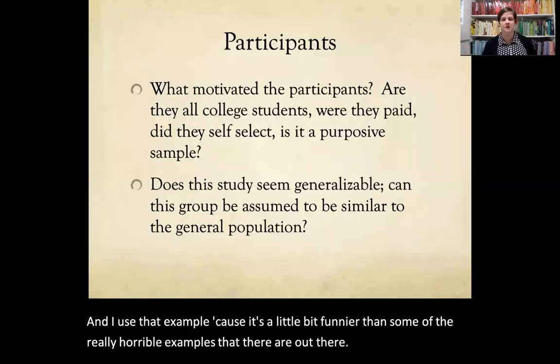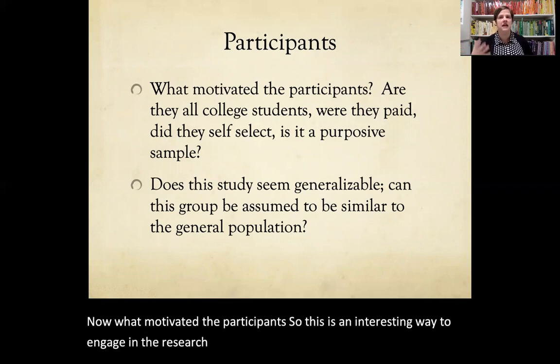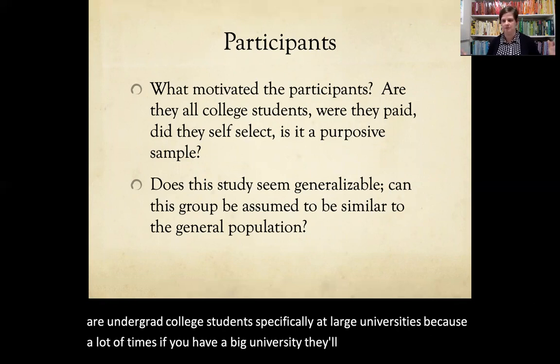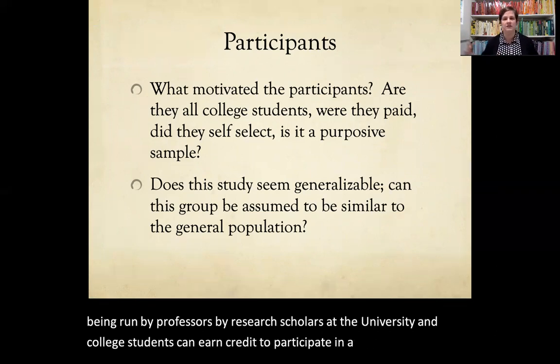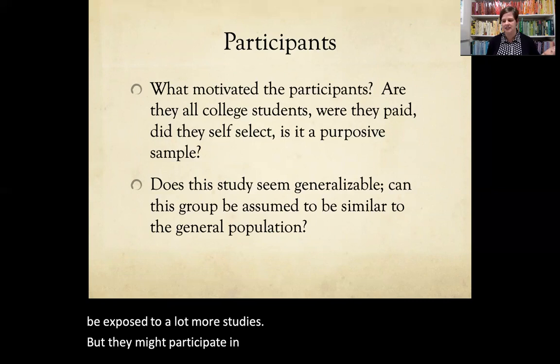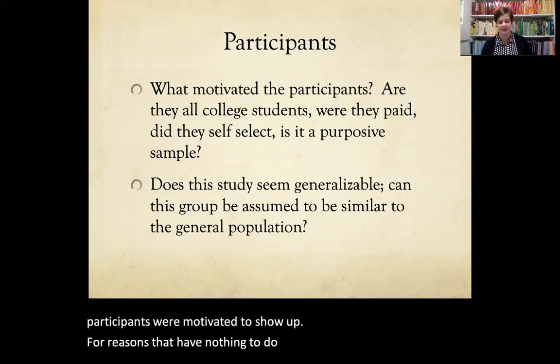Now, what motivated the participants? So this is an interesting way to engage in the research dialectic, because a lot of research participants are undergrad college students, specifically at large universities. Because a lot of times, if you have a big university, there'll be all these studies being run by professors, by research scholars at the university, and college students can earn credit to participate in a study, or they can just be exposed to a lot more studies that they might participate in. And so what you could find is that the participants were motivated to show up for reasons that have nothing to do with the research itself.